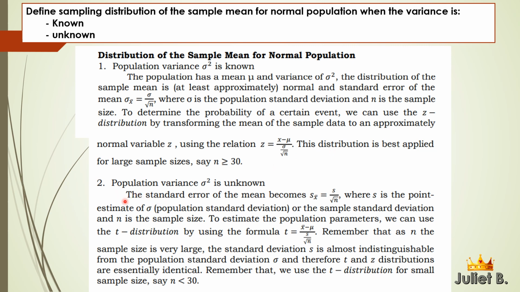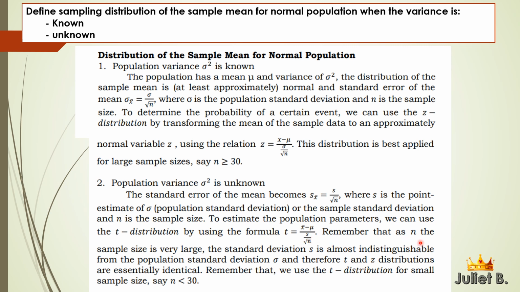Next to that, it is said to be unknown when the standard error of the mean becomes s divided by the square root of the sample size, where s is the point estimate of the population standard deviation or the sample standard deviation and n is the sample size. To estimate the population parameters, we can use the t distribution by using the formula t is equal to the sample mean minus the mean, divided by s over the square root of the sample size.